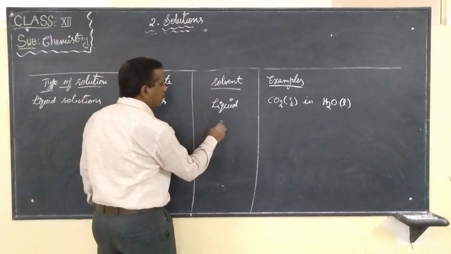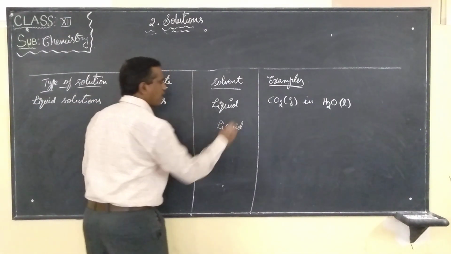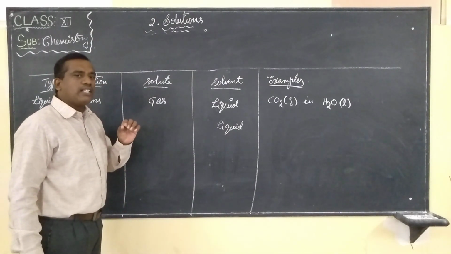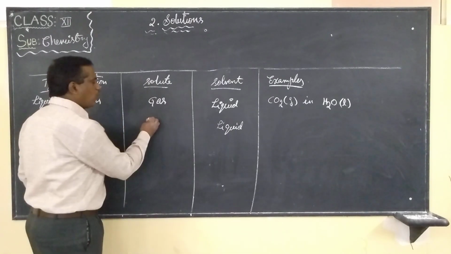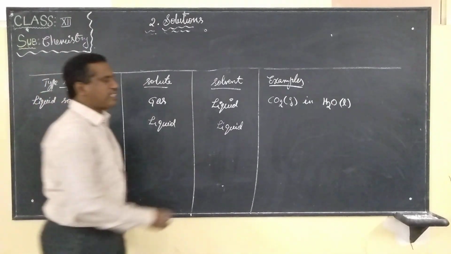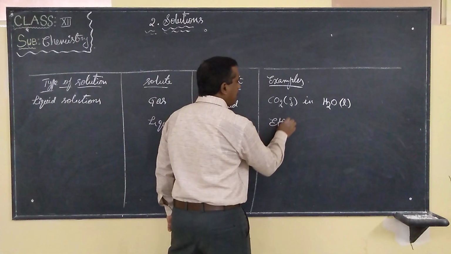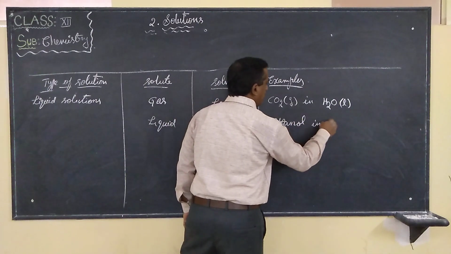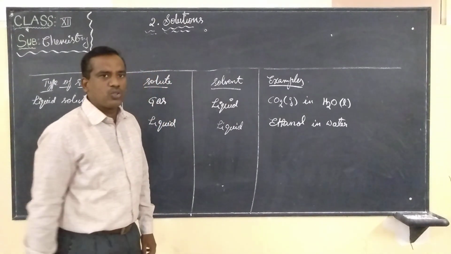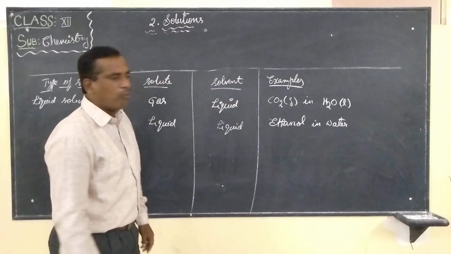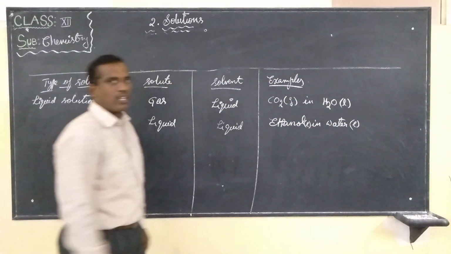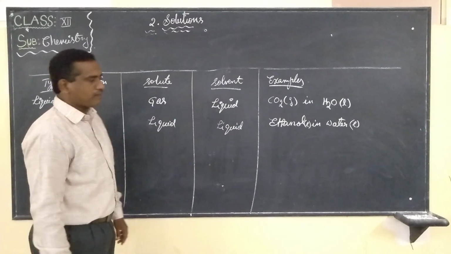Another example is where the solvent is liquid. The solvent is liquid, and the solute, the minimum amount, is also a liquid. Both are in liquid state. I am going to take ethanol in water. Ethanol is the lesser amount, the solute. Water is the solvent, the greater amount. Ethanol is liquid. Water is also in the liquid state.